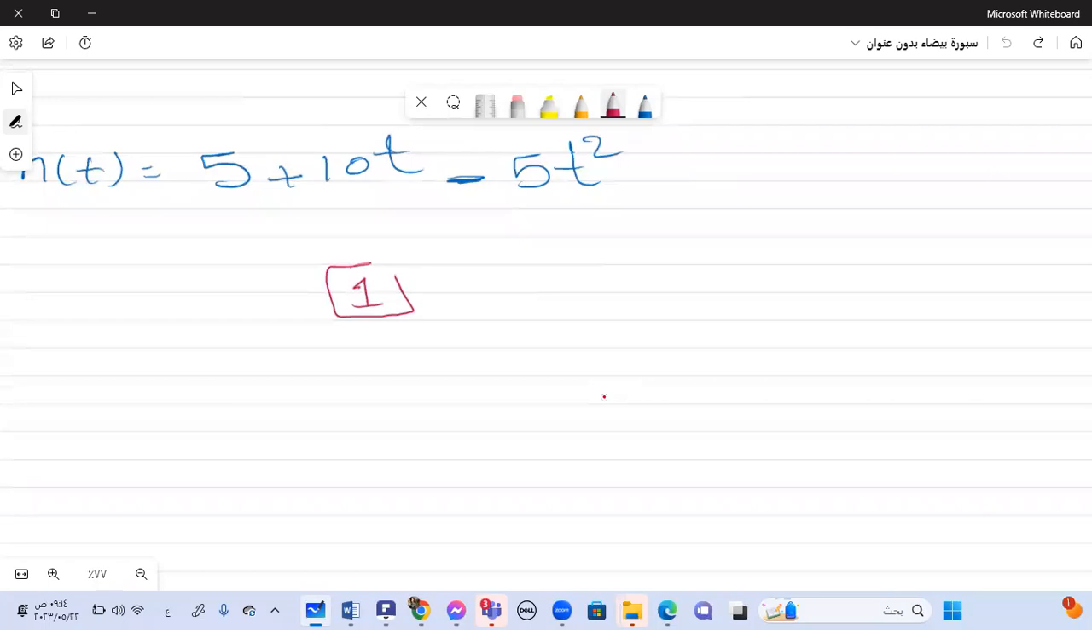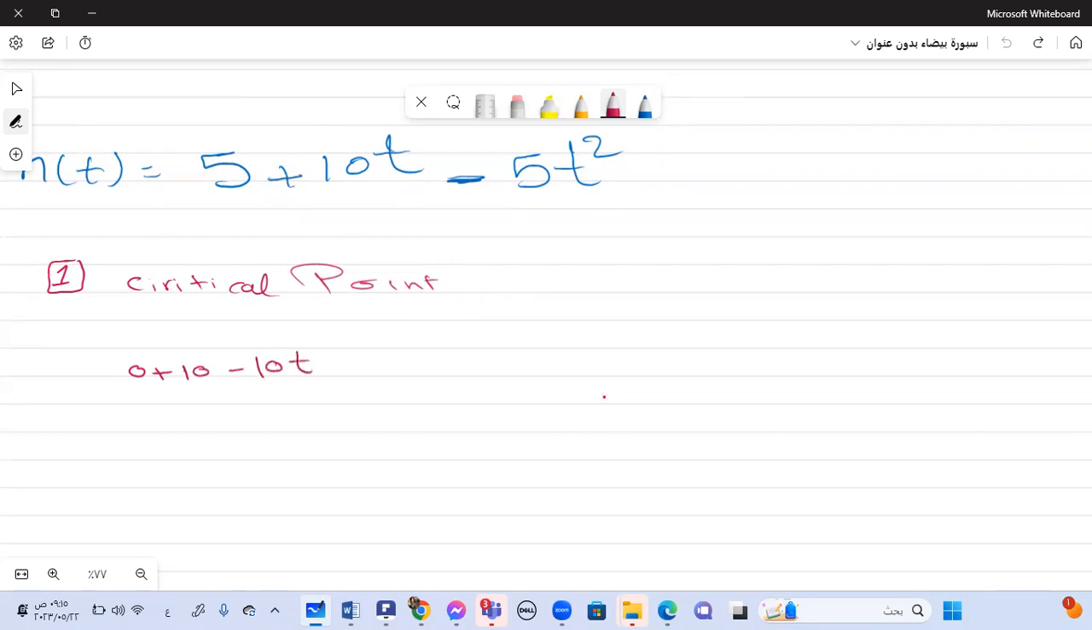How can you find the critical point, girls? Derivative. As the first step, find the derivative, then find the critical point. 0 + 10 - 10t² ... sorry, the derivative set equal to 0. So 10t equals 10. And I will make the interval from 0 to 2. And t equals 1.